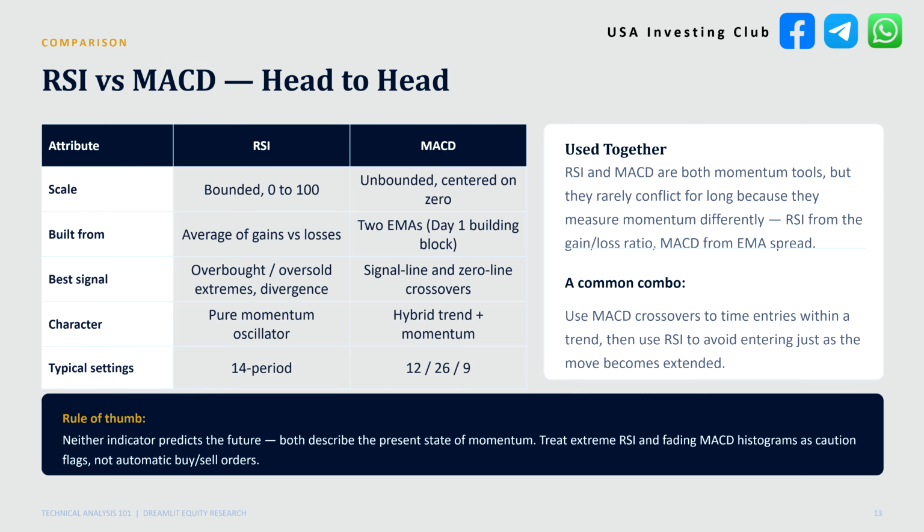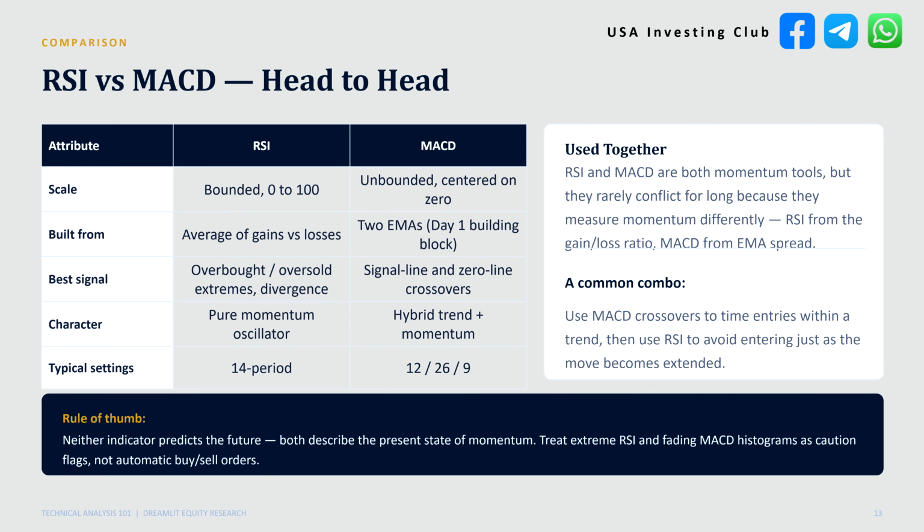Let's put RSI and MACD side by side, because seeing their differences explicitly will sharpen your understanding of both. On scale, RSI is bounded 0 to 100. MACD is unbounded, centered on 0. On construction, RSI is built from the average of gains versus losses. MACD is built from 2 EMAs, directly reusing the day 1 building block. On best signal, RSI shines at overbought and oversold extremes and at divergence. MACD shines at signal line and zero-line crossovers.